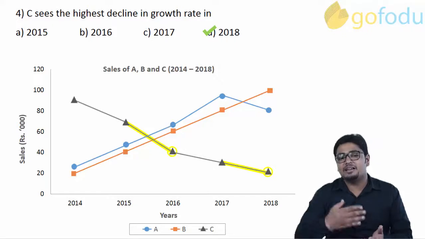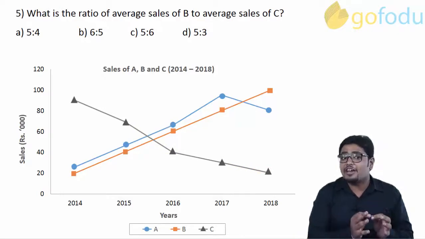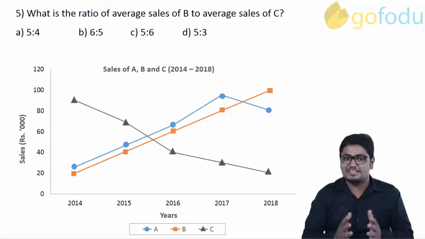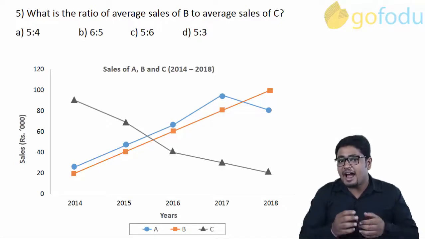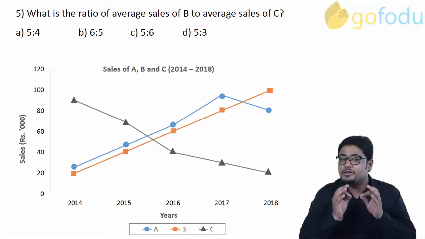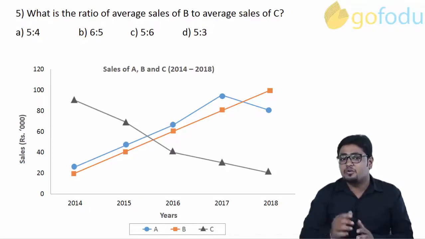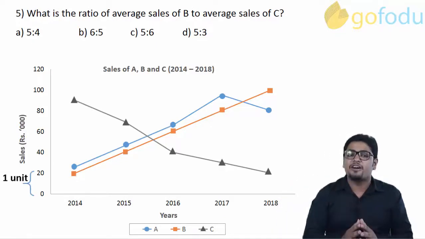Let's have a look at the last question for this set. In this question, the ratio of average sales of B to average sales of C is asked. Pretty easy, right? Check each year's value on the y-axis, add all of them and divide by 5 to get the average. We will do the same thing but with a twist. We consider one division on the y-axis as 1 unit. This will simplify the calculation to a great extent.